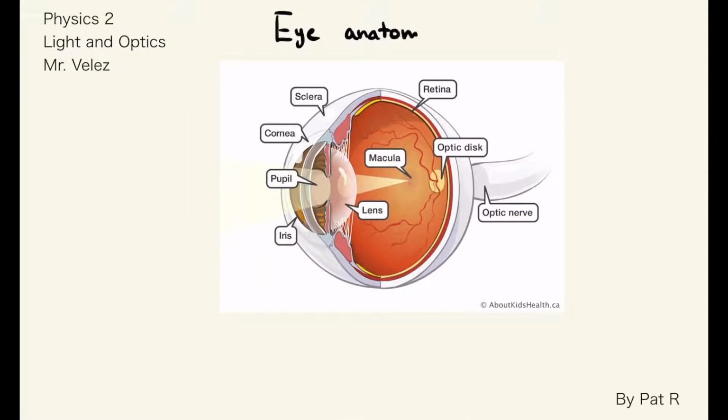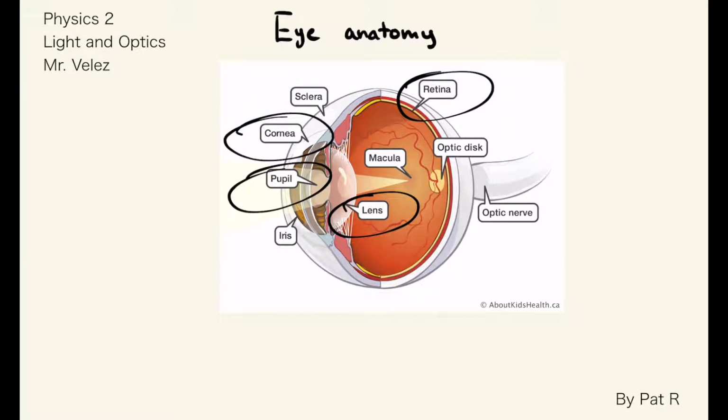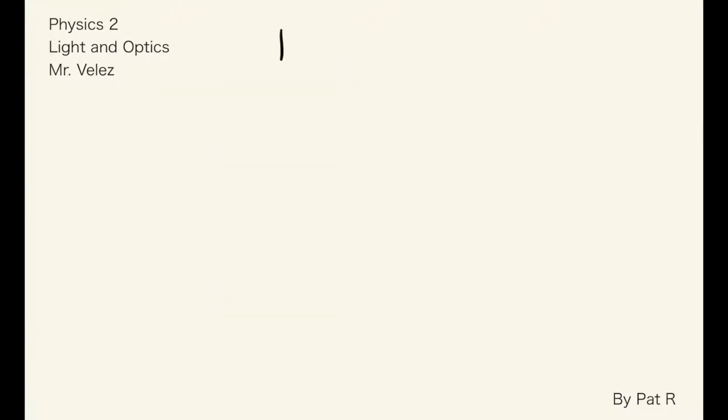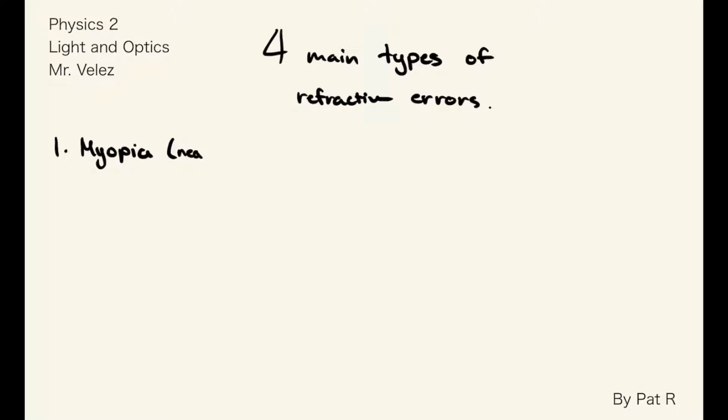Now let's talk about eye anatomy. In this topic of light and optics, the cornea, the pupil, the lens, and the retina will be discussed, so it is important to know where these places are. There are four main types of refractive errors. The first one is myopia, or nearsightedness.